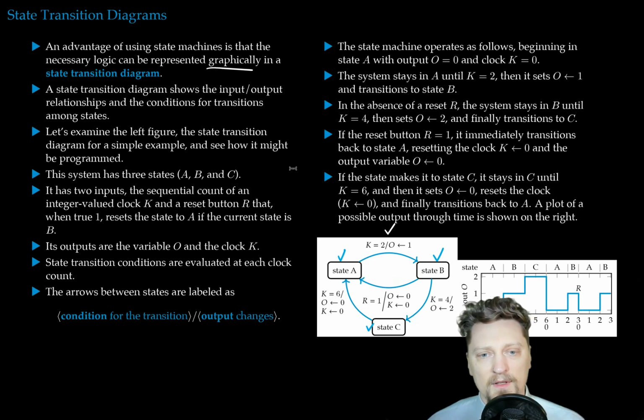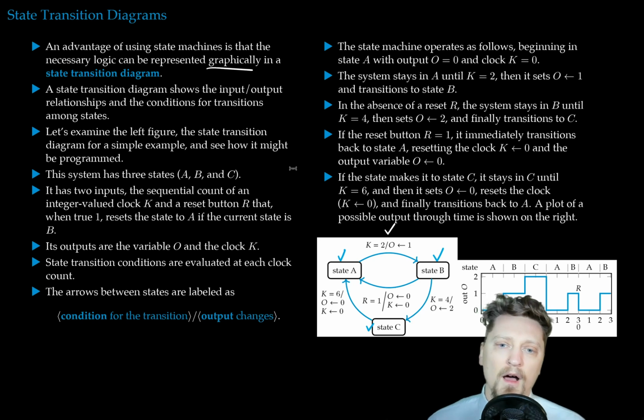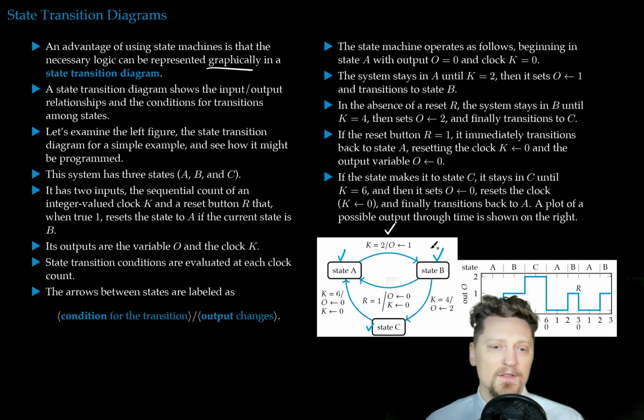It has two inputs, the sequential count of an integer-valued clock K and a reset button R that, when true or 1, resets the state to A if the current state is B. We see for the three states here that A can transition to B, B can transition to C, and C can transition to A, but also B can transition to A under certain conditions. The outputs of the state machine are the variable O and the clock K. State transition conditions are evaluated at each clock count.